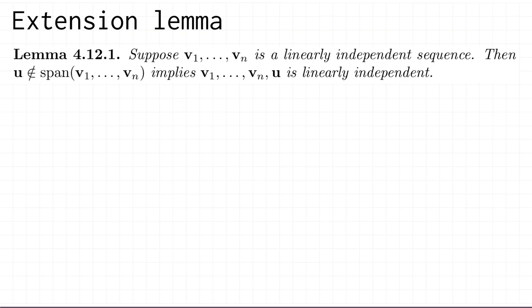And what we need to help us is called the extension lemma. The extension lemma says that if you've got a linearly independent sequence and another vector which doesn't belong to the span of that sequence, then when you add that other vector in, the result is again linearly independent. We're not going to do a direct proof of this result, but what we'll do instead is prove the contrapositive.